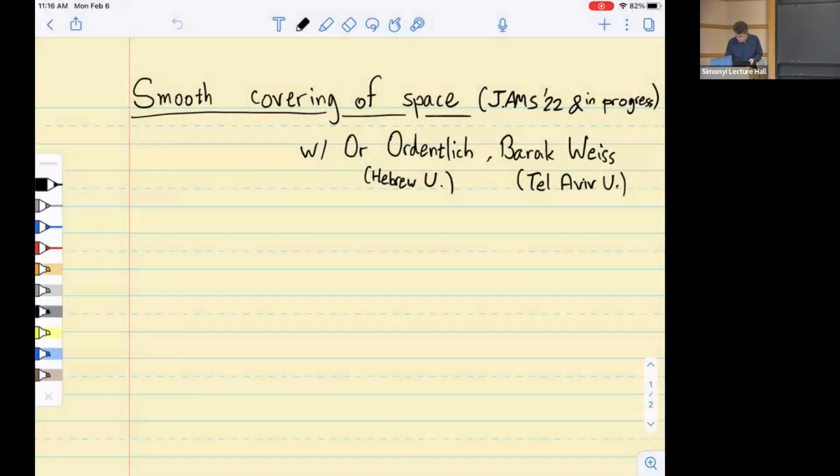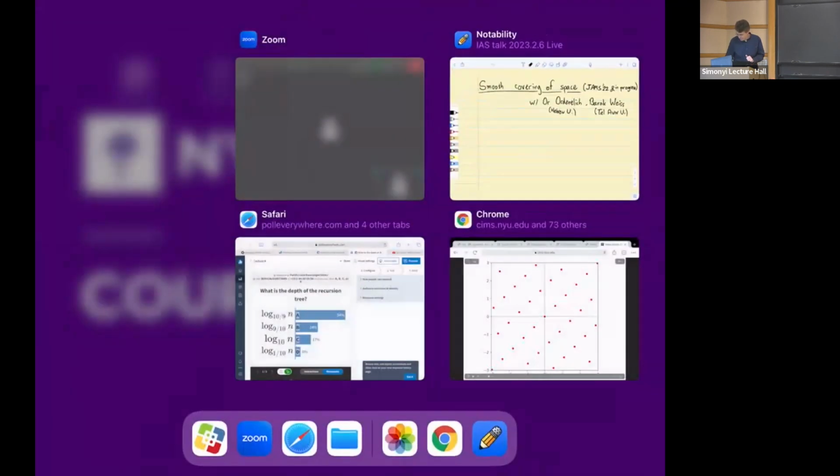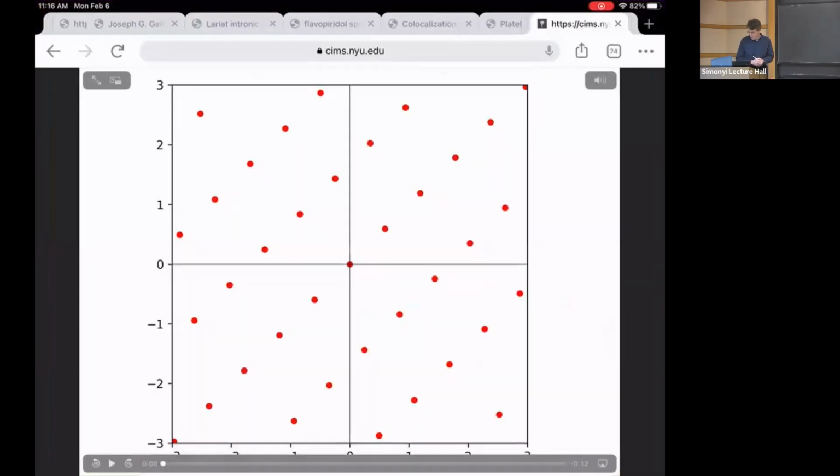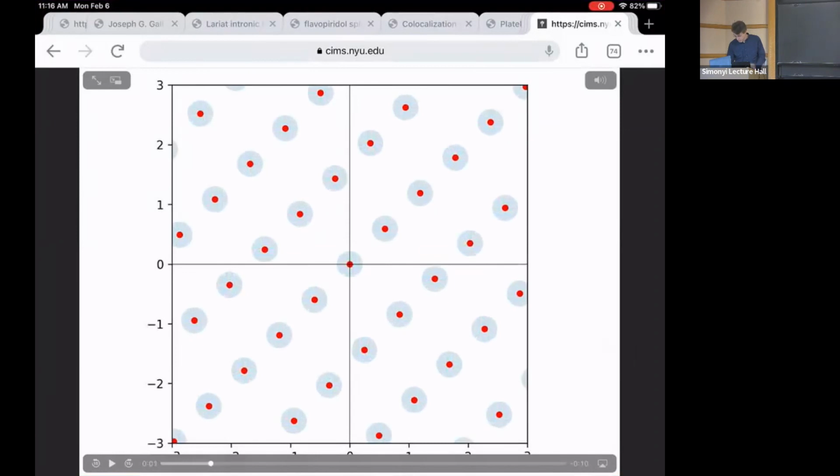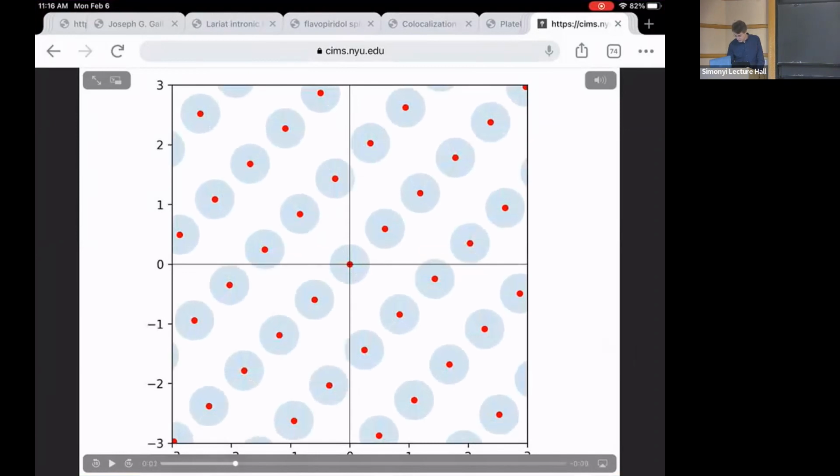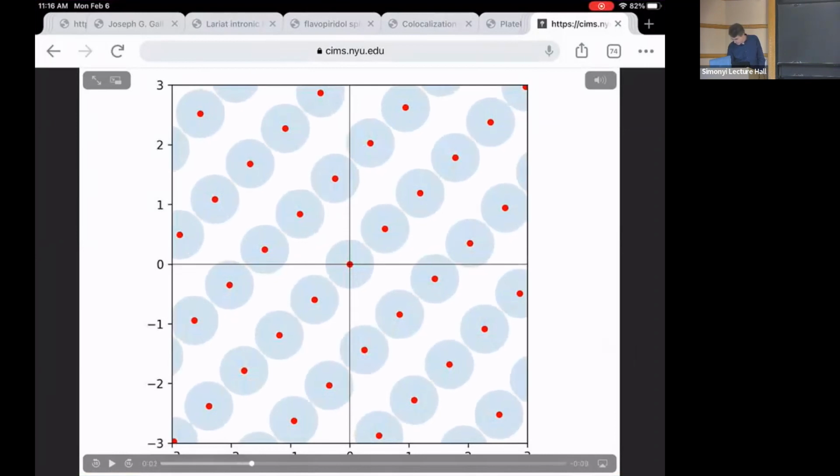Let me show you maybe an animation just to set the stage, so you know what I'm talking about. One of the better known problems is that of packing. Imagine I have balls and I want to pack them in space. I want to have the biggest possible spheres such that they don't intersect. I can make this ball bigger and bigger, and at some point I have to stop. That's the packing radius of this ball.